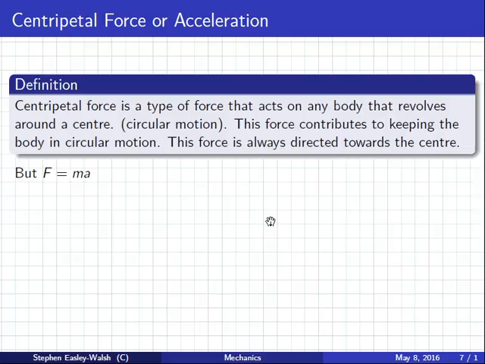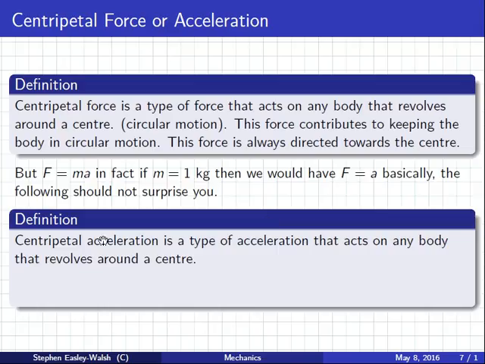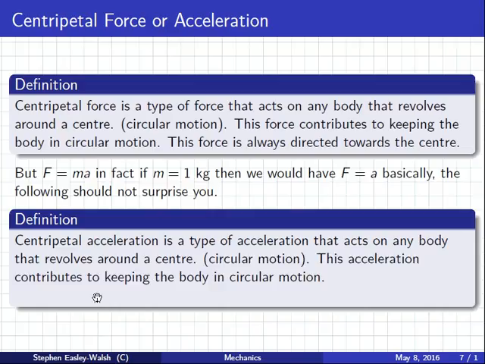But F equals ma, as you know. In fact, for example, if m was equal to 1 kilogram, then we would have exactly F equals a. So basically my point is, the following should not surprise you. Centripetal acceleration is a type of acceleration that acts on a body that revolves around a center in circular motion. This acceleration contributes to keeping the body in circular motion. This acceleration is always directed towards the center. Now look, wait, stop! You don't need to write it again. It's exactly the same thing, isn't it? Except I replaced the word force with acceleration.